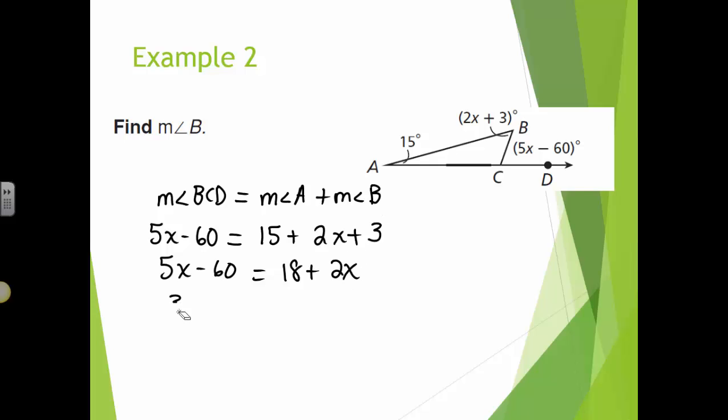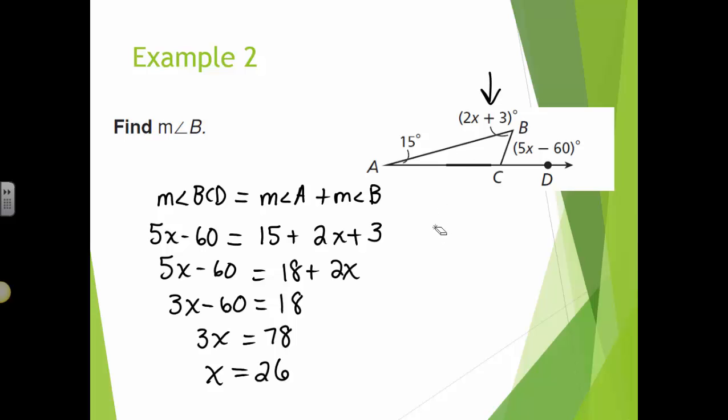Subtract 2x from both sides and you get 3x minus 60 is equal to 18. Add 60 to both sides and you get 3x is equal to 78. And then you divide both sides by 3 and you get x is equal to 26. So if we want to find the measure of angle B, we would plug that right back in here. And we would do 2 times 26 plus 3. That would be 52 plus 3. So the measure of angle B would be equal to 55 degrees. So that was using the exterior angles theorem.